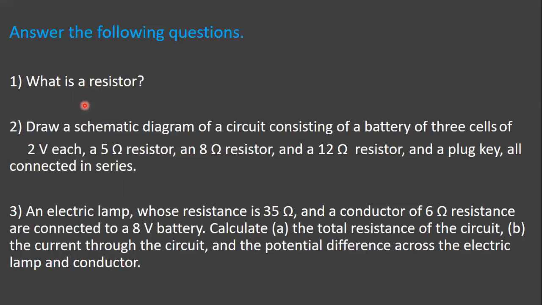Now, you answer this question, children. What is a resistor? Draw a schematic diagram of a circuit consisting of a battery of 3 cells of 2 volt, a 5 ohm resistor, an 8 ohm resistor and a 12 ohm resistor and a plug key, all connected in series. An electric lamp whose resistance is 35 ohm and a conductor of 6 ohm resistance are connected to an 8 volt battery. Calculate A, the total resistance of the circuit, and B, the current through the circuit and also the potential difference across the electric lamp and the conductor. Understood children? You answer these questions.